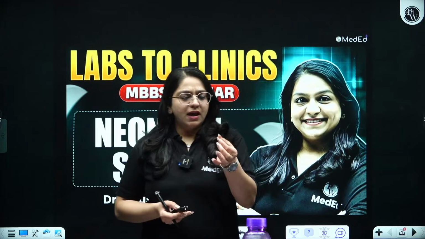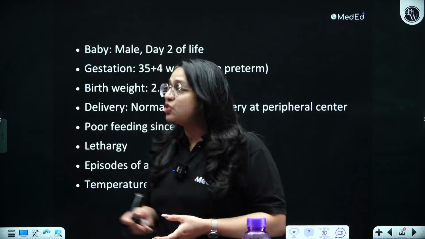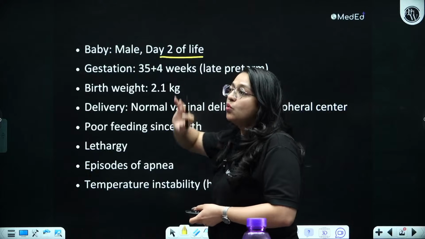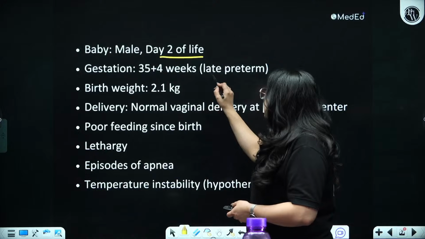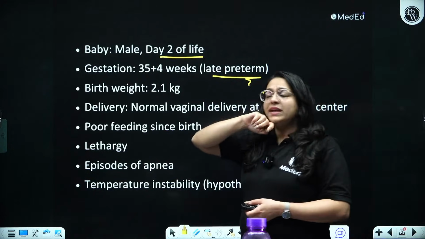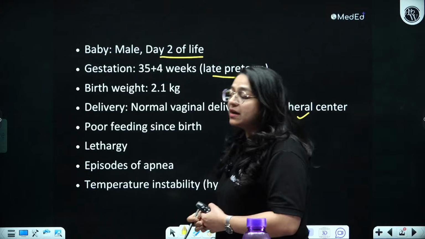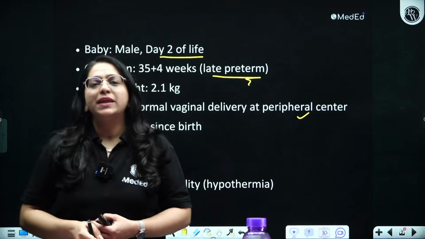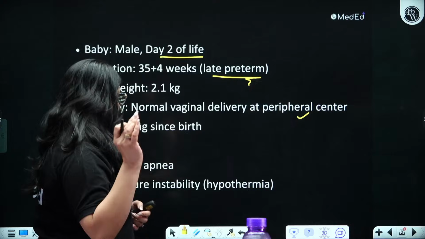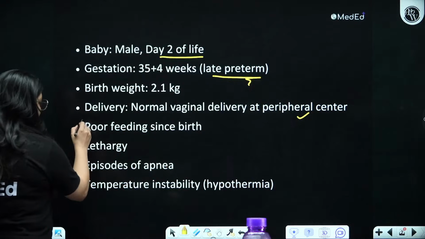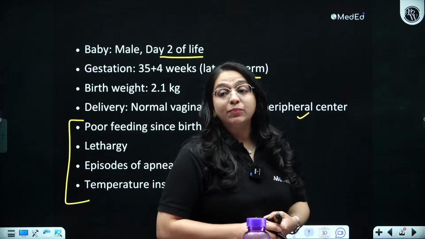So I have a small series, a case wherein you have a child. The child is just 2 days old. So of course it's a neonate because it's less than 28 days, right? And it's a late preterm. Okay, the weight is 2 kgs and delivery is NVD at a peripheral center. Sometimes at a peripheral center, you can imagine that there might be some breaches in infection control, but that's not a necessity. Poor feeding since birth, lethargy, and episodes of apnea, and the child is cold, hypothermic, temperature stability is not there.